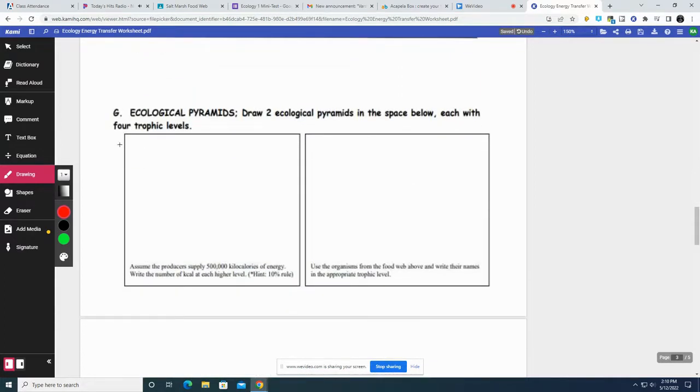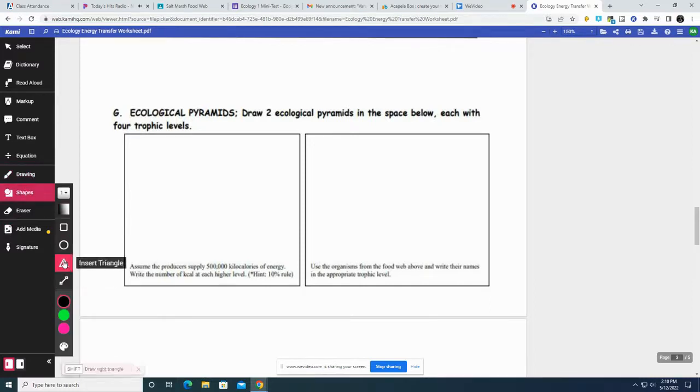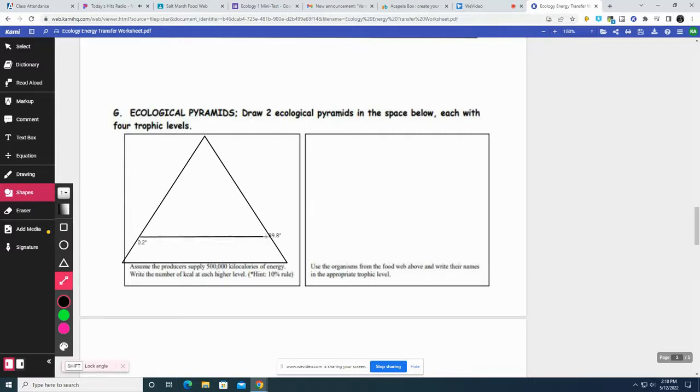Last thing, we're going to draw 2 ecological pyramids. So I'm going to do it like this. Start in the middle. I need a triangle. Here comes my pyramid. All right, didn't get it exactly in the middle, but it's good enough. And now I need 4 trophic levels. I need to make some lines. There's the bottom, that's the producers. Here come the primary consumers, then the secondary and tertiary trophic levels.